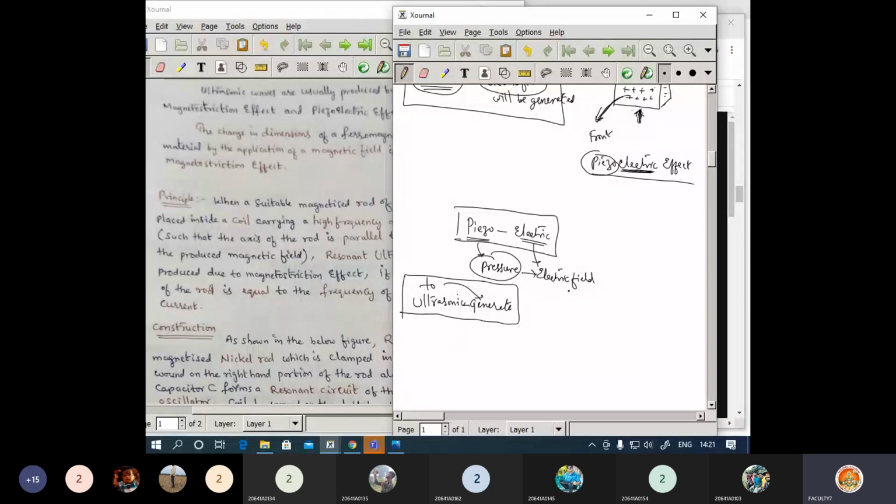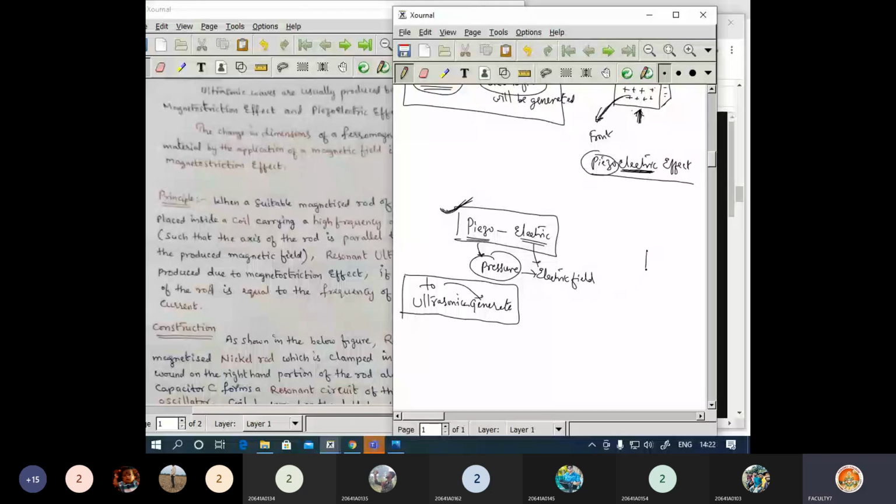Now, can anyone give me the reverse of this? What is the inverse process? By applying pressure on the crystal, you are going to get the electric field. Now, what is the inverse process of this? Can anyone explain what is the meaning of inverse of piezoelectric effect? Any answers from your side?